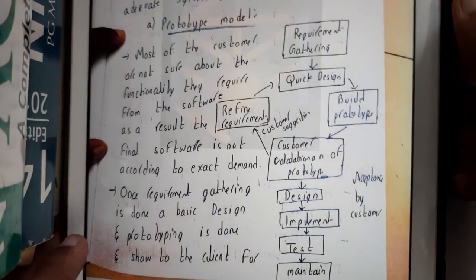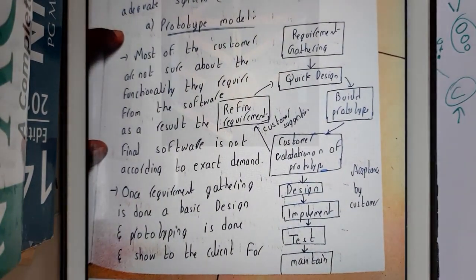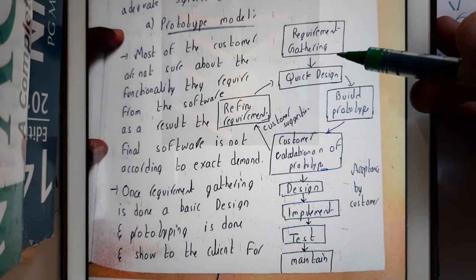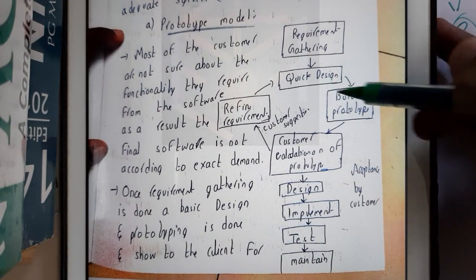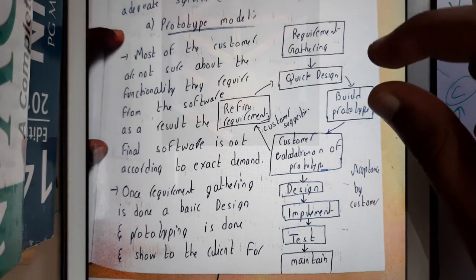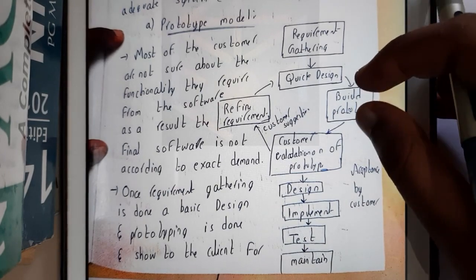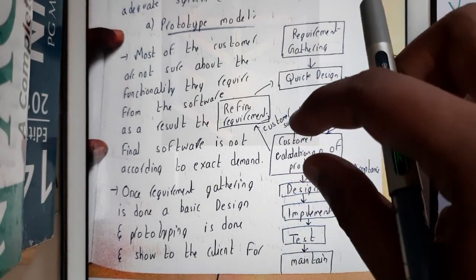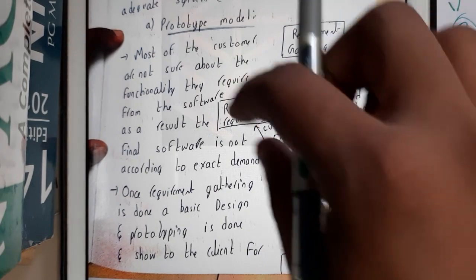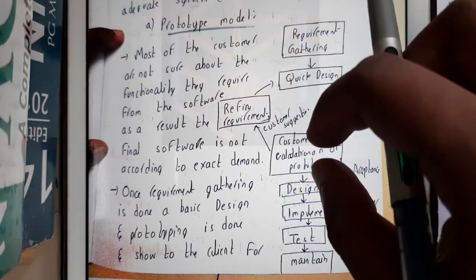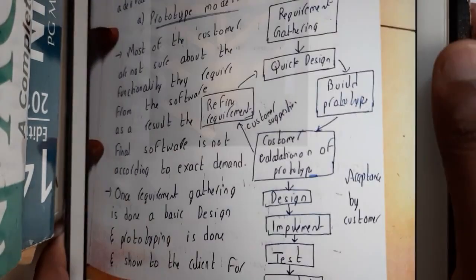Okay, so this is the prototype model, guys. From the name only you can say, once you gather the requirements, you will be designing and you'll create a small prototype. Based on that prototype, you will take the customer review, and if it's okay, you will continue to design, else you will be stuck in this loop only until your customer is satisfied. So this is the concept of prototype model, guys.